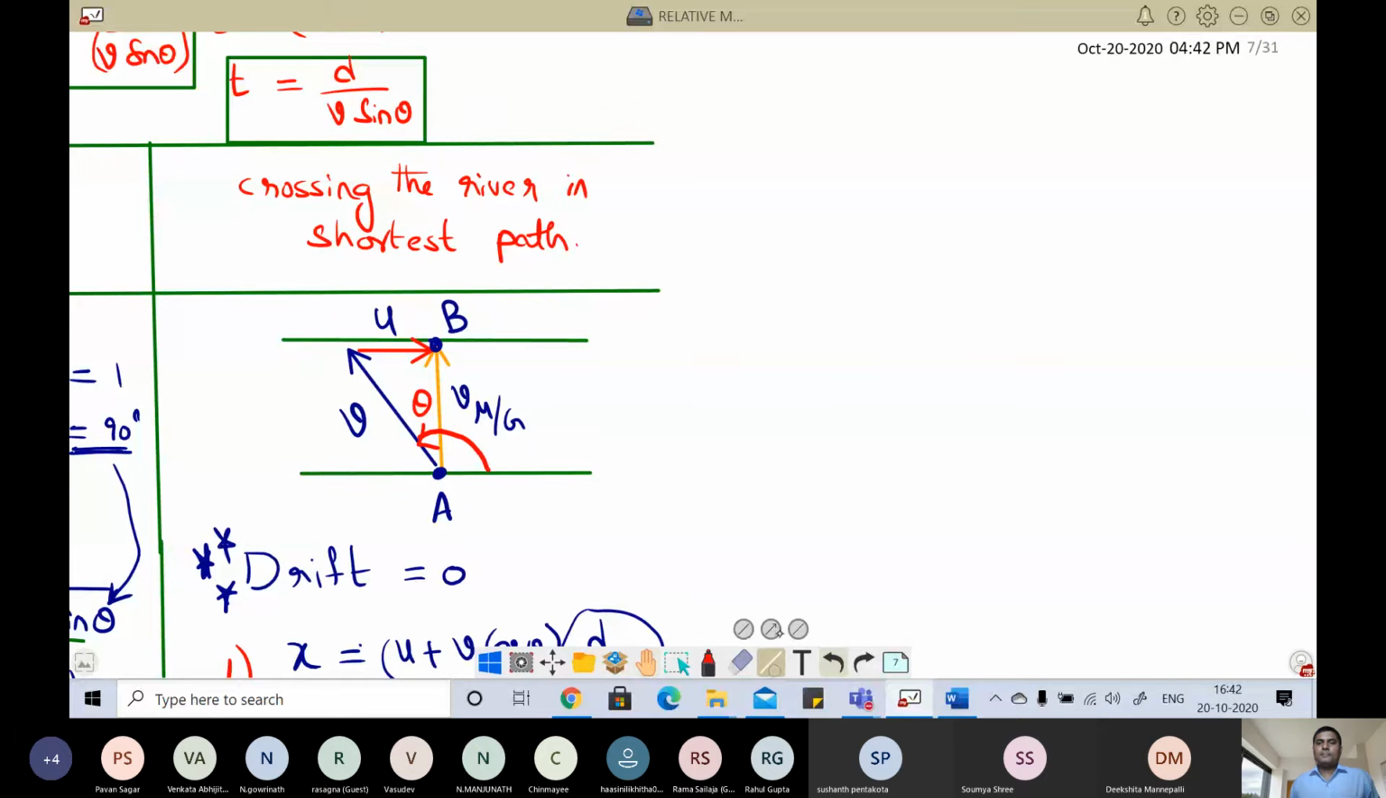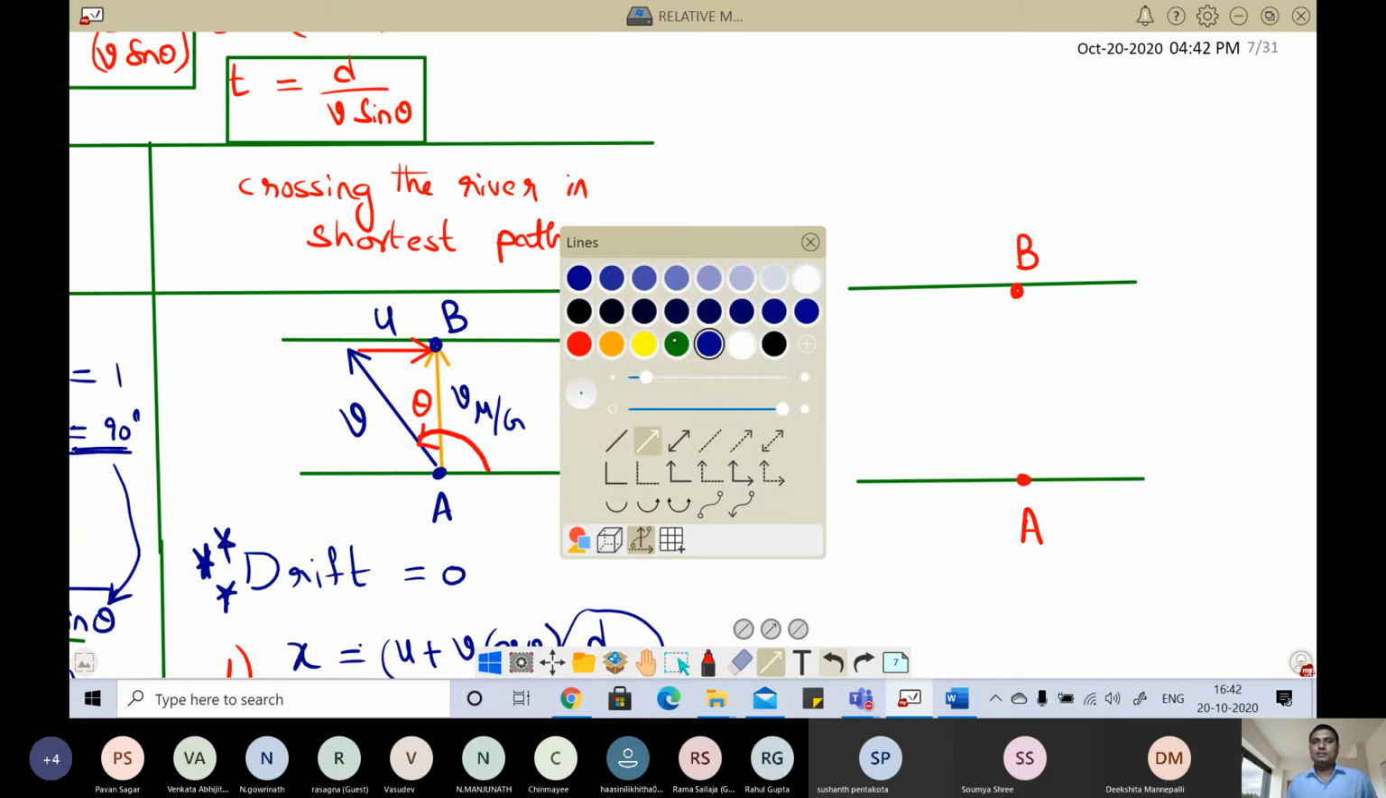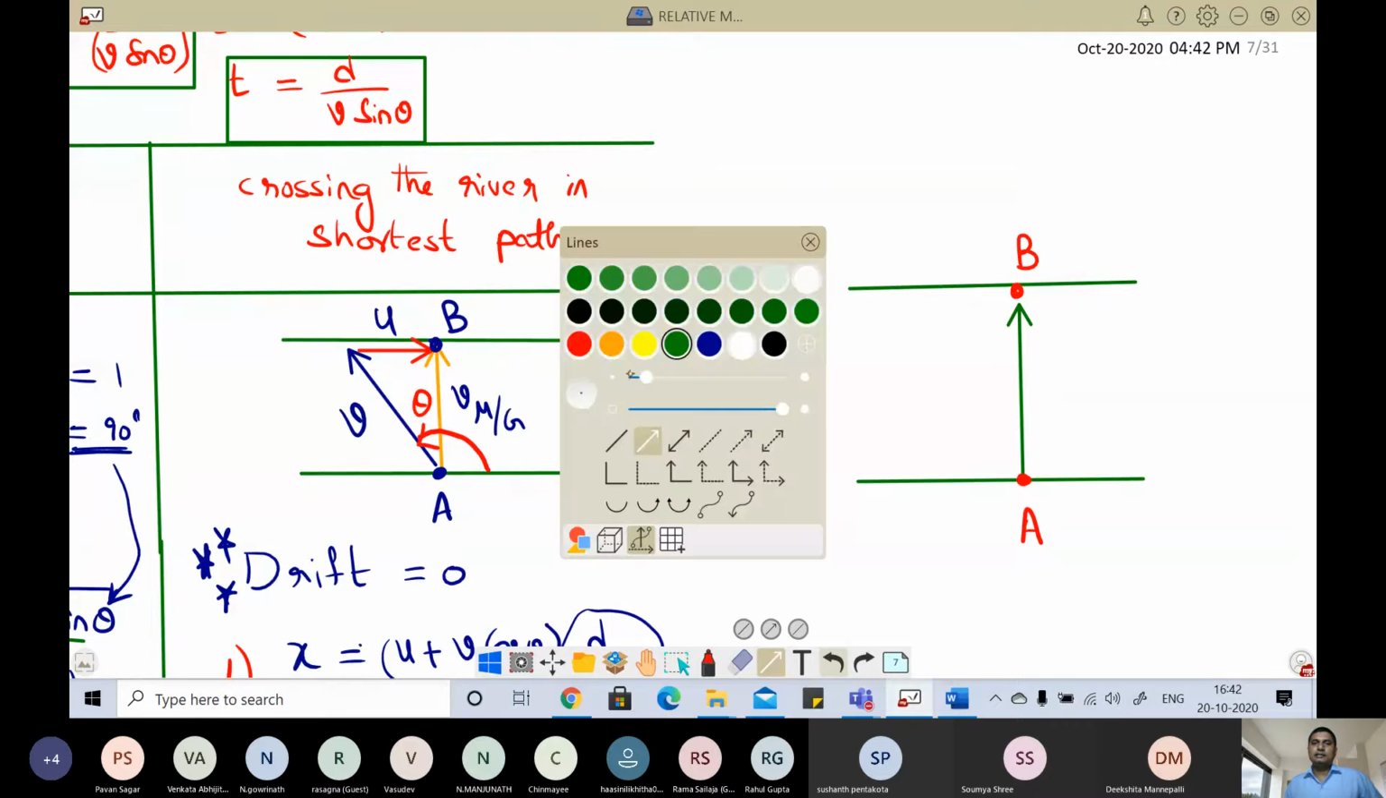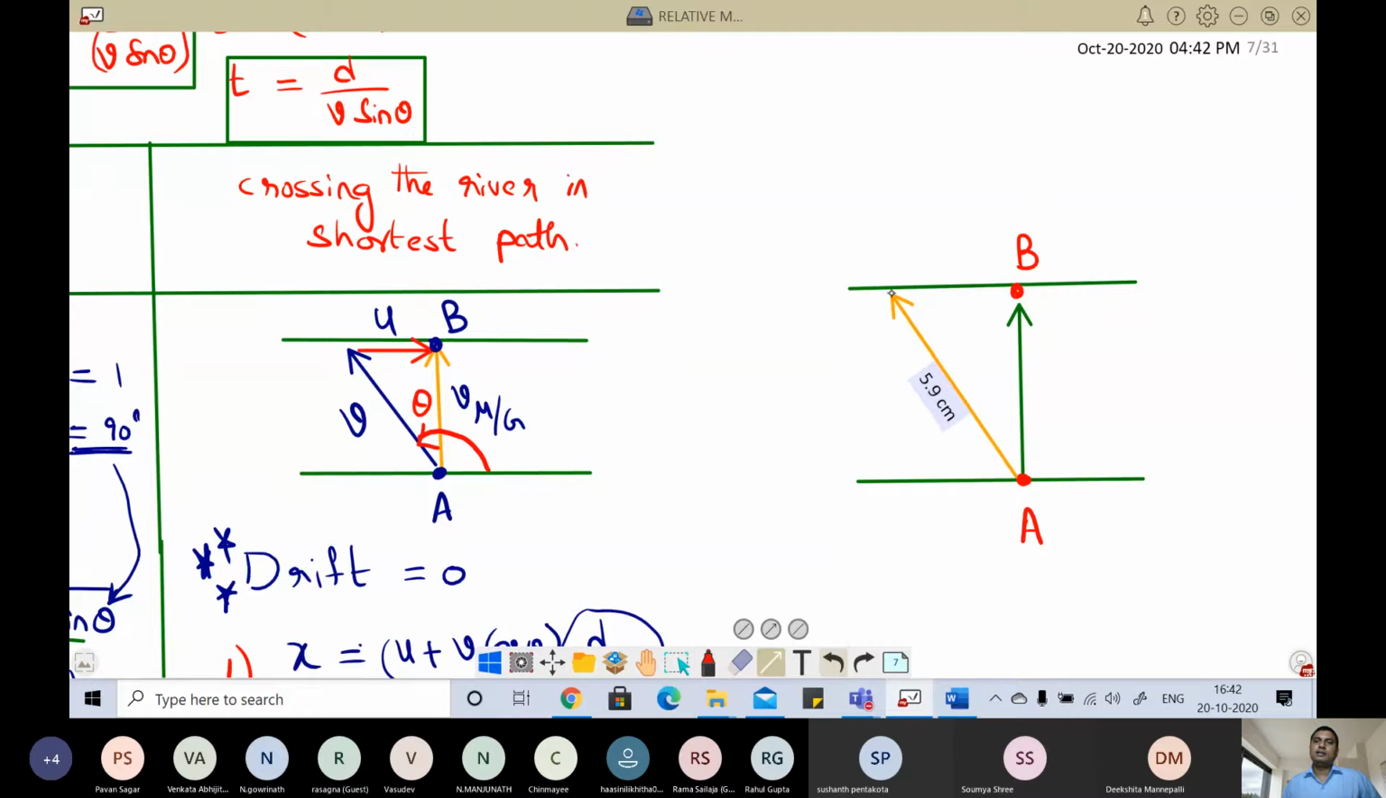Let us see here. Now to cross the river in the shortest path, yesterday we have seen that the shortest path is this one, this length. That part I'm very sure about. So I have to reach like this, and my common sense says that I have to head in this direction. So this is my effort, and the reverse effort is this one.